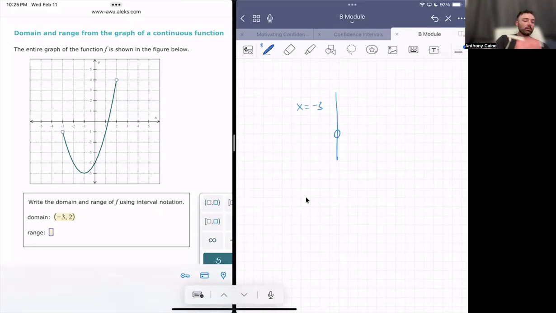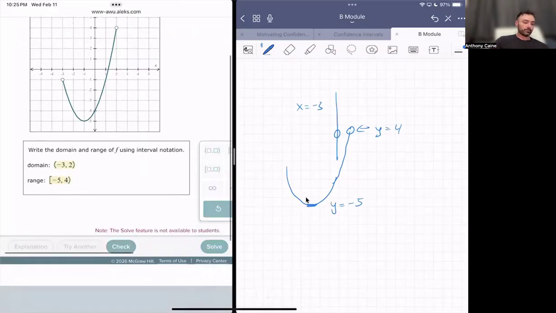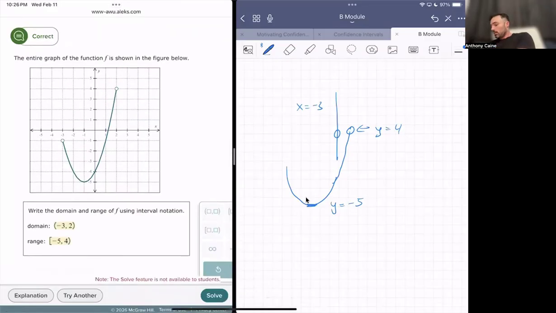Okay, range. How low do we go? It looks to me like that curve genuinely hits where y is -5. Okay, we truly hit that. Whereas if you follow the curve up, we do not hit the highest point, which looks like y equals 4. So I do hit the lowest point, and I do not hit the highest point. It's closed on the left interval. I do hit -5, and I do not hit +4. There we go. That's it. All right, so that's your B1 module.